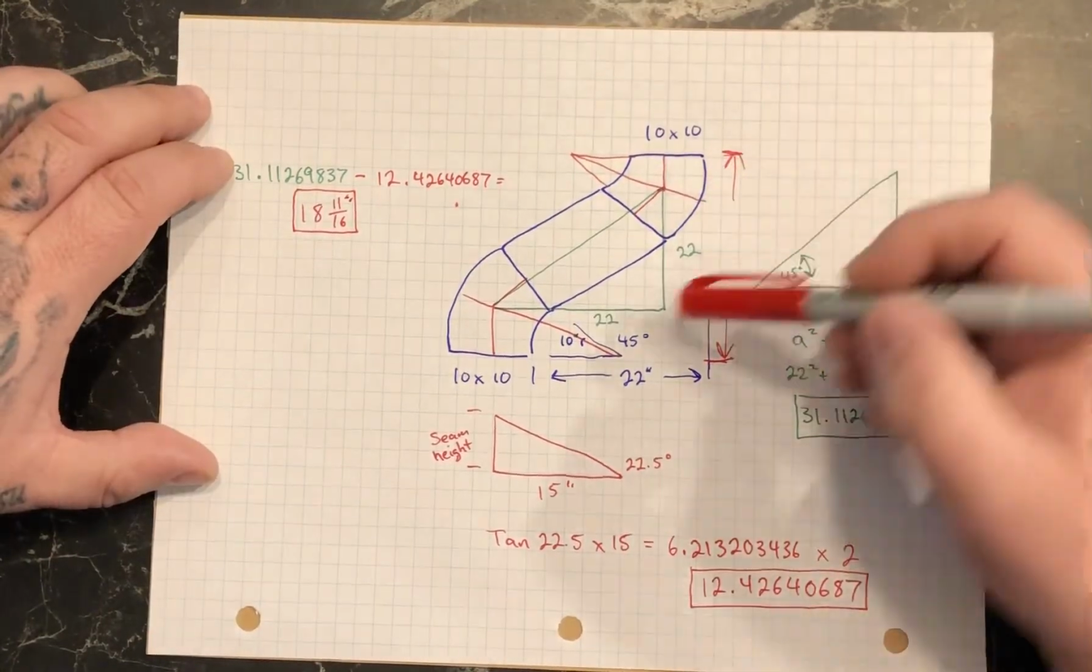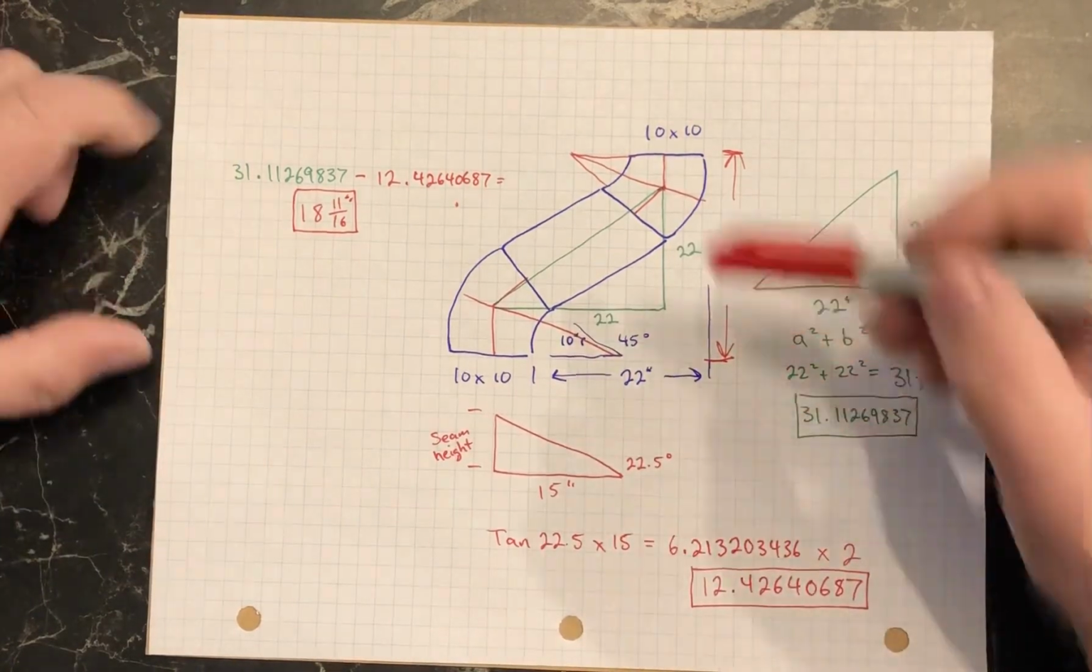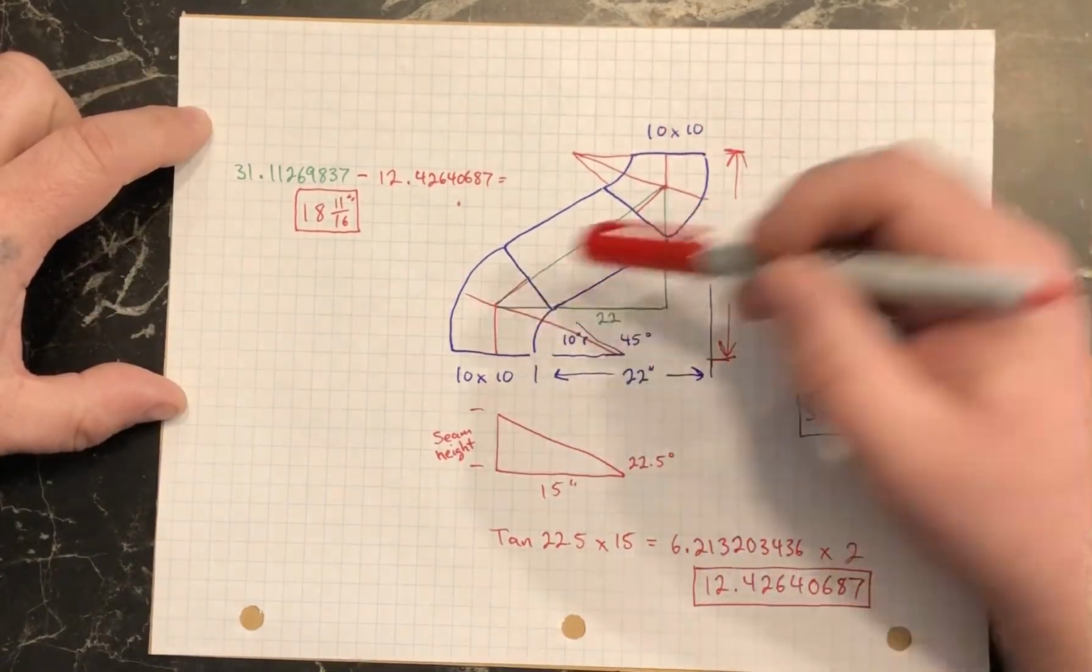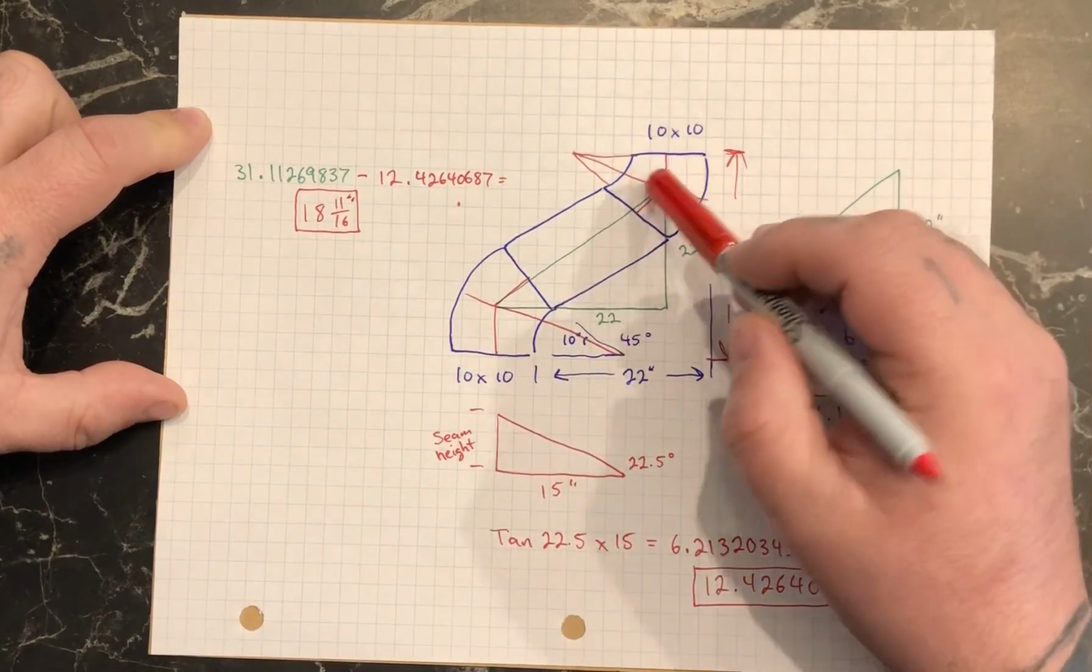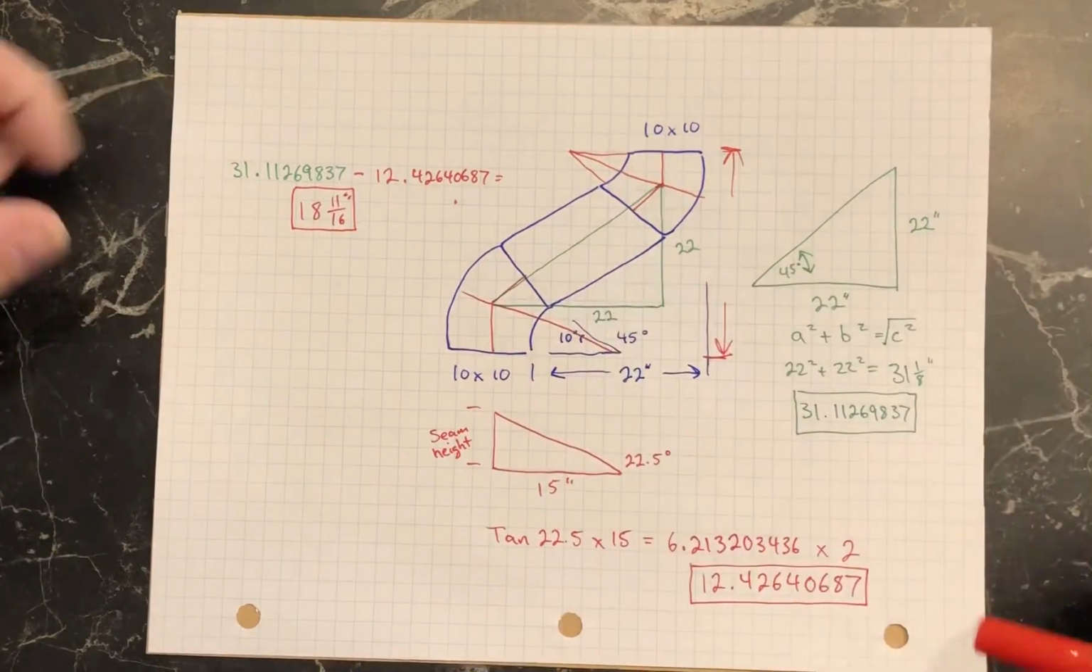It would give you a length here and a length of offset, and then you would subtract seam height there, get to a smaller triangle in here, do a squared plus b squared equals c squared, and then subtract the seam height again off of that.